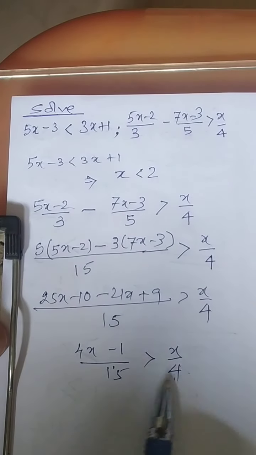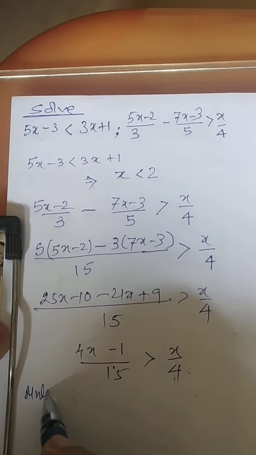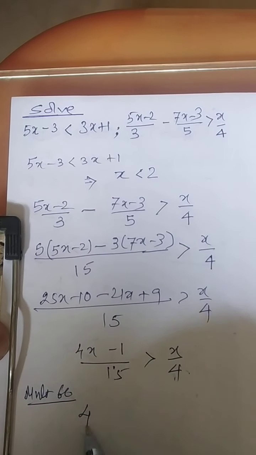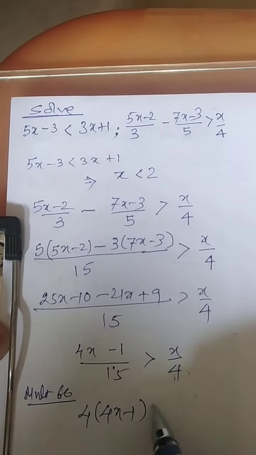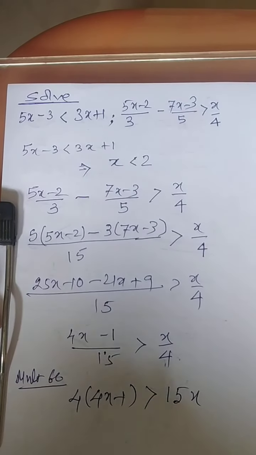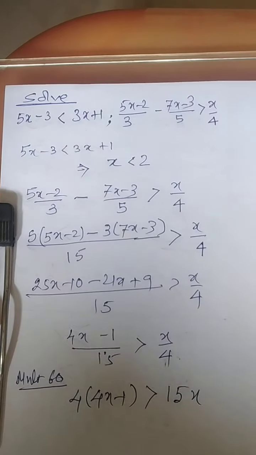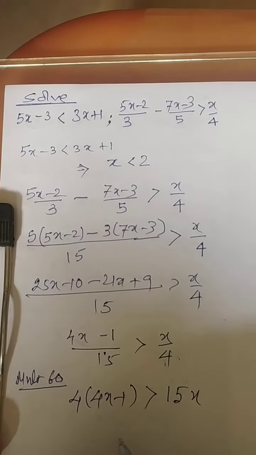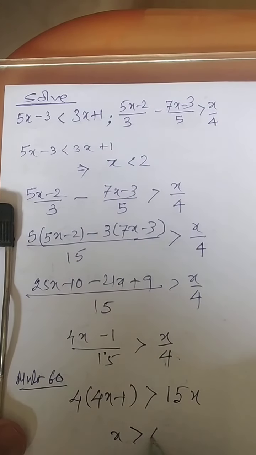I don't want this fraction, so what I am doing, I am multiplying by 60. So it will give you 4(4x minus 1) greater than 15x. Try to simplify and get the solution. So what are you getting? x is greater than 4.